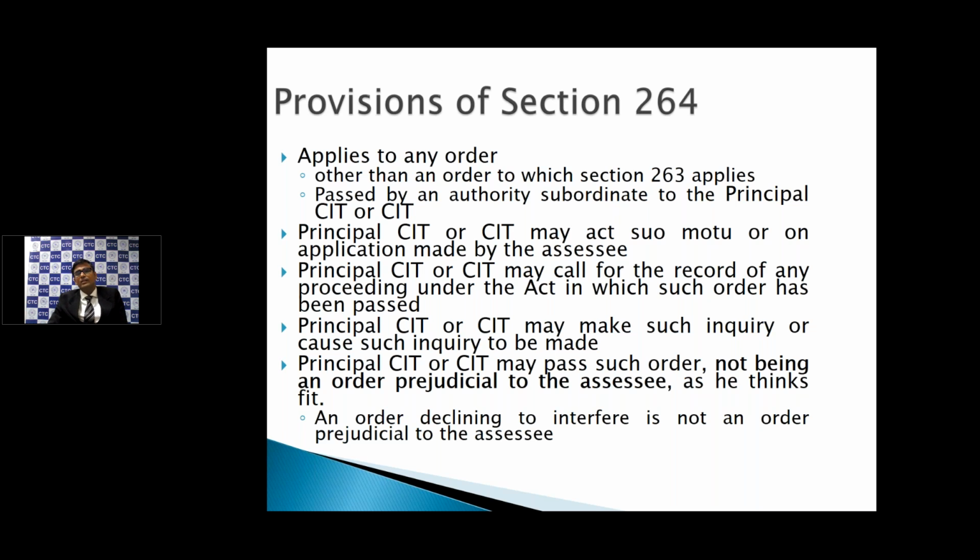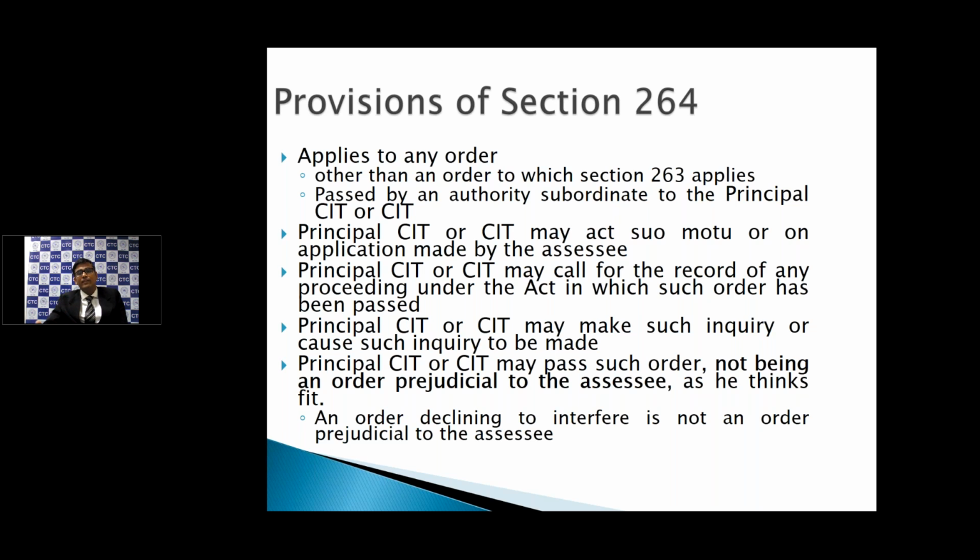So as explained earlier, 263 and 264 operate in altogether different fields. The input of 263 is against the department and therefore the output will be in favor of the department. The input of 264 is against the assessee and therefore the output cannot be against the assessee; the output will be in favor of the assessee. However, an order declining to interfere cannot be considered as an order prejudicial to the assessee.